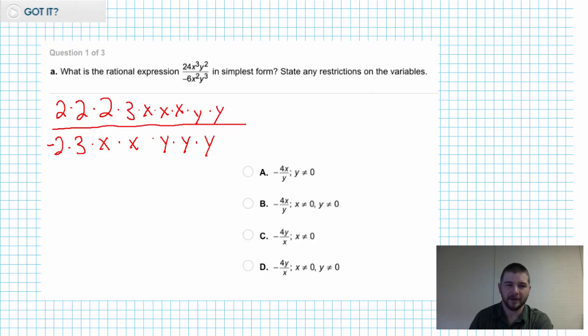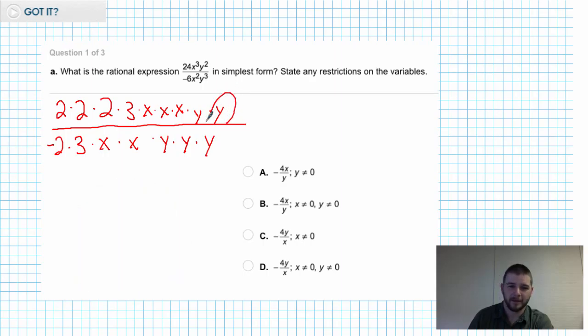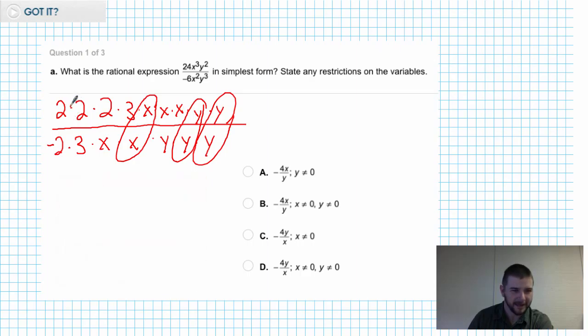A lot like playing Go Fish. It's as though the numerator says to the denominator, do you have any y's? And the denominator gives up one of its y's. And then it asks for another y. Basically, we're pairing these up. If you don't like Go Fish, you could think of it as folding socks. We're finding pairs that match, and we are identifying those.